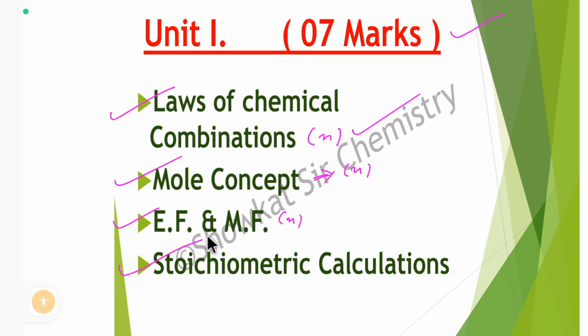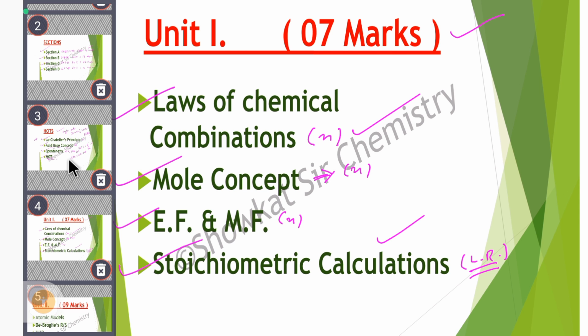Then we are having the stoichiometric calculations. Stoichiometric calculations will also include the LR, that is the limiting reagent, and I hope that you have gone through this. So you should be able to tell the limiting reagent, excess reagent, and how much will be the amount of the final product formed. So now let's move to the next chapter.